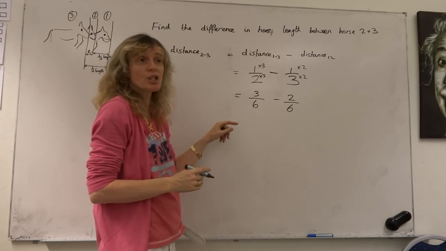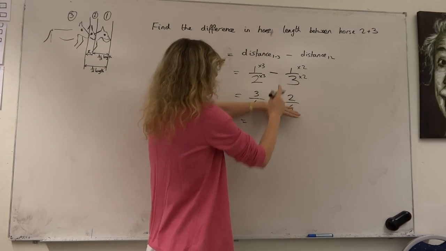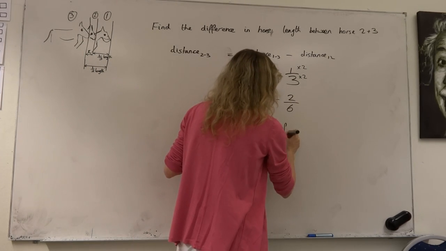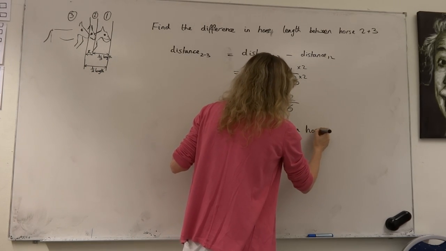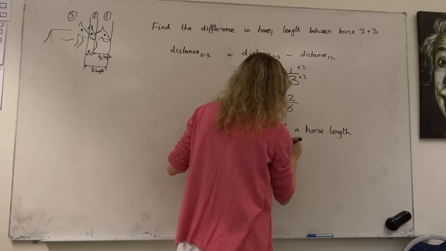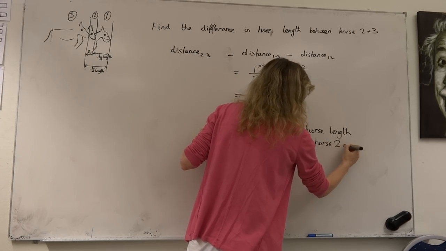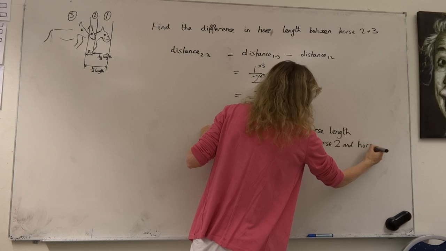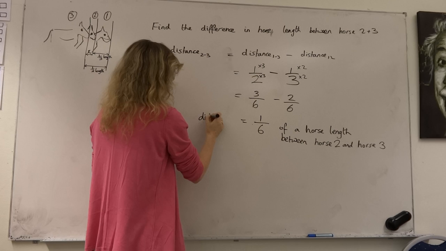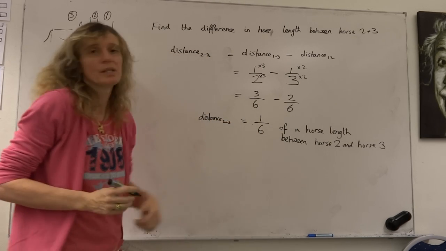Now we can do a subtraction, because it's the same rule for addition as it is for subtraction. 3 minus 2 is 1. 1/6 of a horse length between horse 2 and horse 3. So the distance that we're looking for between 2 and 3 is 1/6.